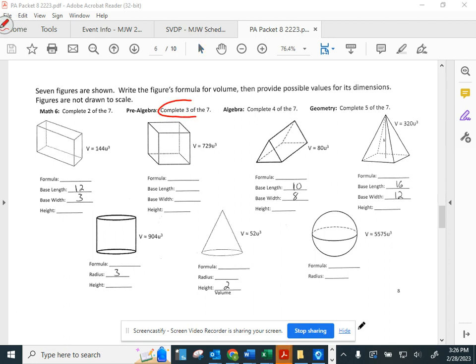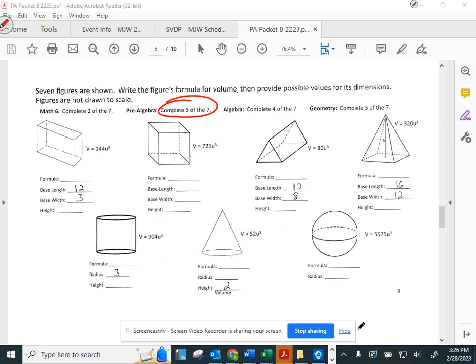So for pre-algebra, you need to do 3 of them. You can challenge yourself to do more, and it will give you really good help, for those of us that really needed to work on some geometry skills. So this is one of those things that's really going to help you with that.